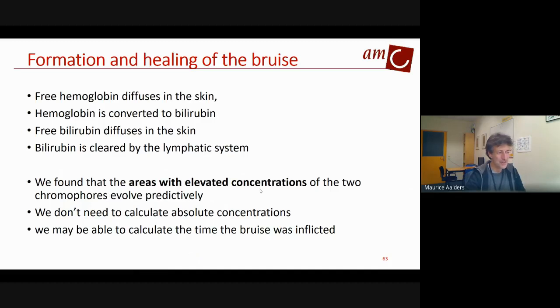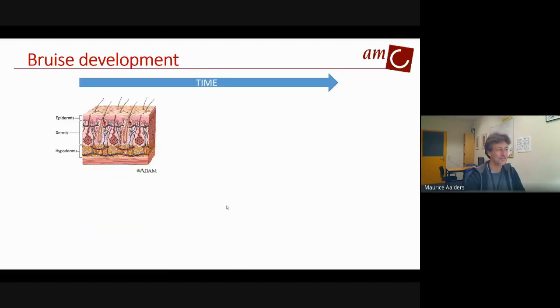So we found that the areas with elevated blood content and with bilirubin, they change predictably. So the ratio of these two areas has a kind of course that was very predictable and that we could use to determine the aging. Not so much the amount of bilirubin or hemoglobin, which was varying too much in the different areas of the bruise, but the size of the areas itself turned out to be very predictive.